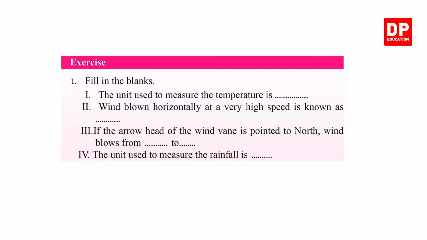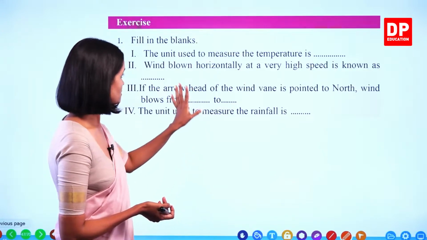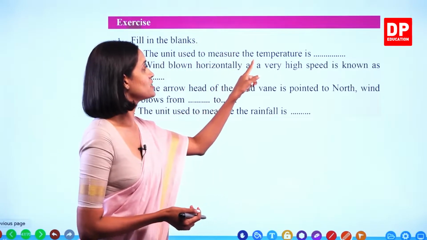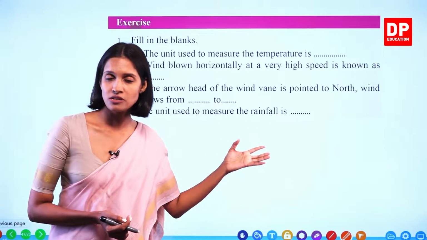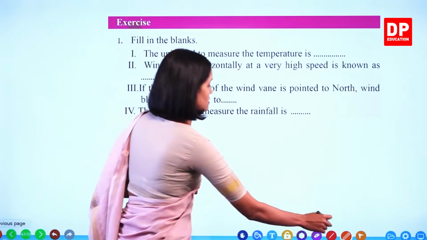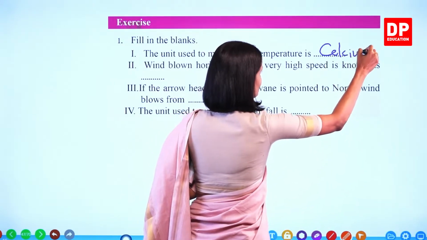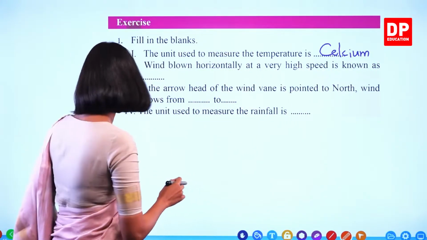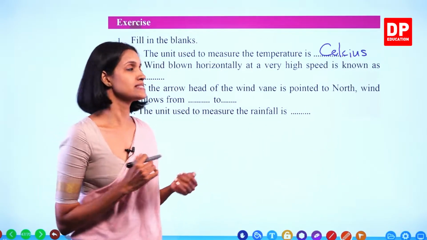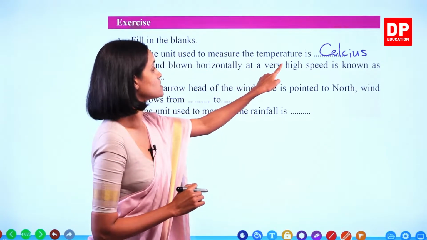Exercise. Fill in the blanks. Now the words are not given, therefore we have to fill in the blanks using our words, okay? The unit used to measure the temperature is. What is the unit used to measure temperatures when it comes to these atmospheric changes? That is Celsius unit, right? Celsius. Or you can even write degree Celsius as well, right? Celsius. Okay, or degree Celsius.